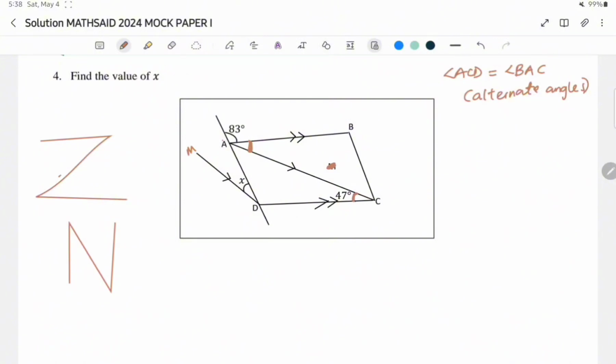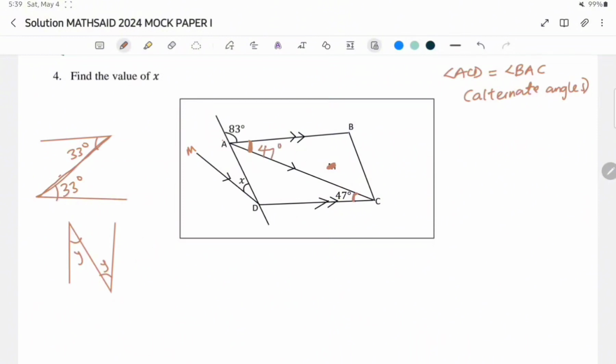So if this is supposed to be a straight line, if this is 33 degrees, this place will also be 33 degrees. If this place is Y, this place is also going to be Y because they are alternate angles. They usually look like the letter Z or the letter M. If you look carefully at this angle ACD, 47 degrees, you will see that it is alternate to BAC, and alternate angles are equal when it comes to parallel lines. So the angle here is 47 degrees.